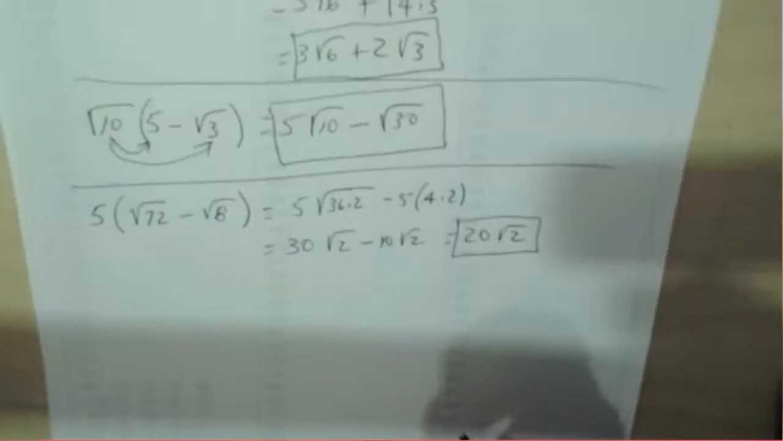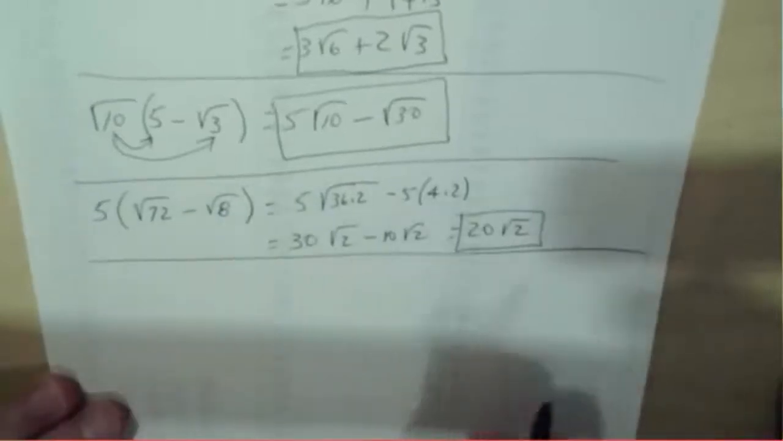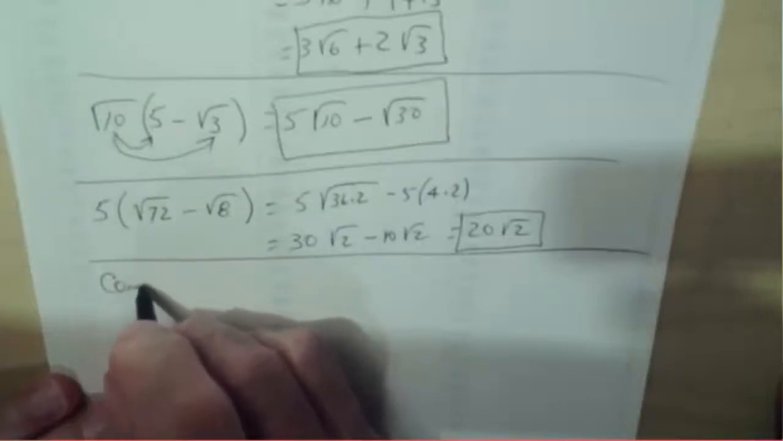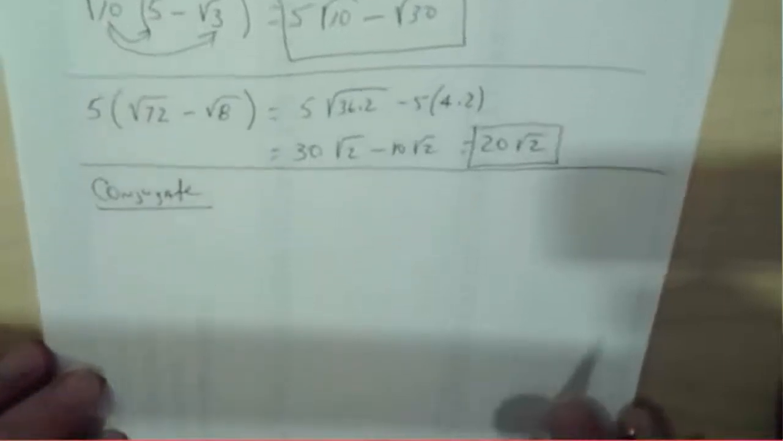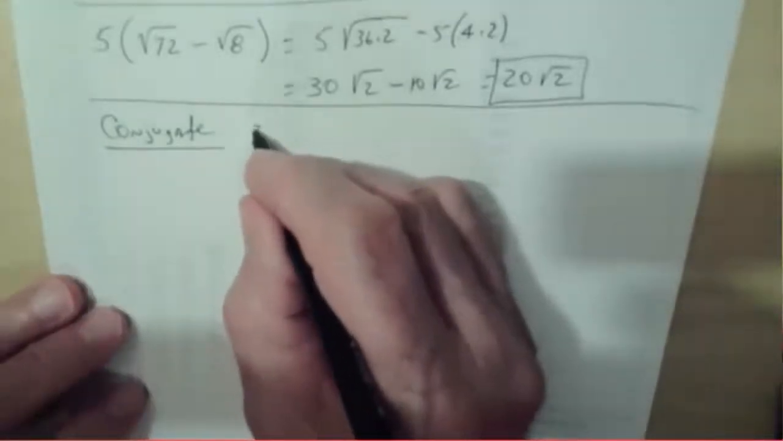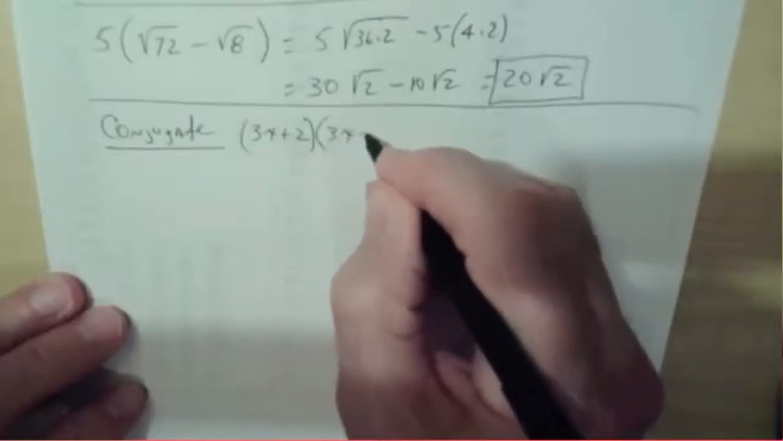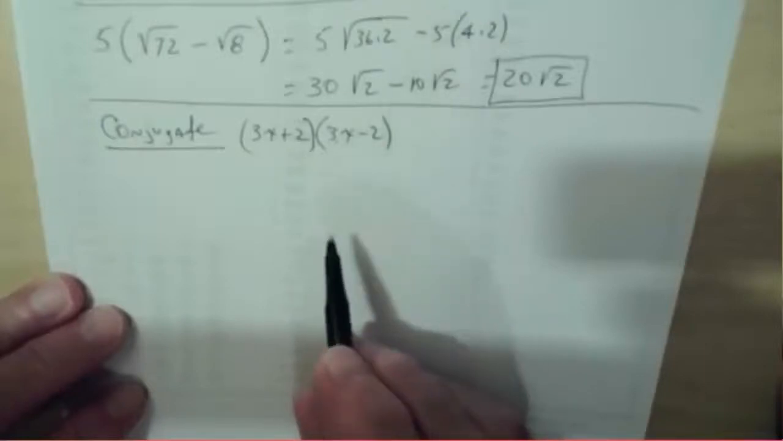Okay, let's review what is a conjugate. Remember, I hate to say I told you so, but I told you so. We're going to use conjugates quite a bit. So if you have 3x plus 2 times 3x minus 2, okay, the numbers are the same. The only difference is one's a positive and one's a negative. Now what's that going to do? It's going to eliminate the linear term, the middle term.